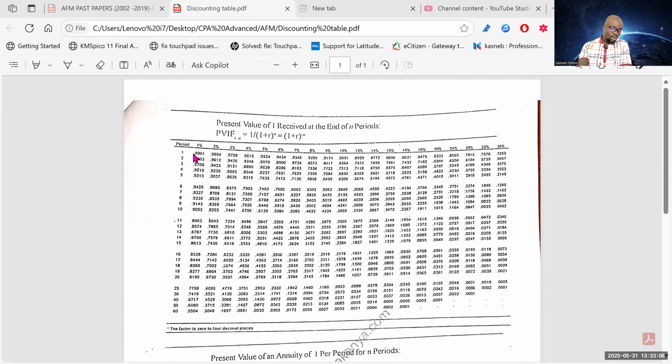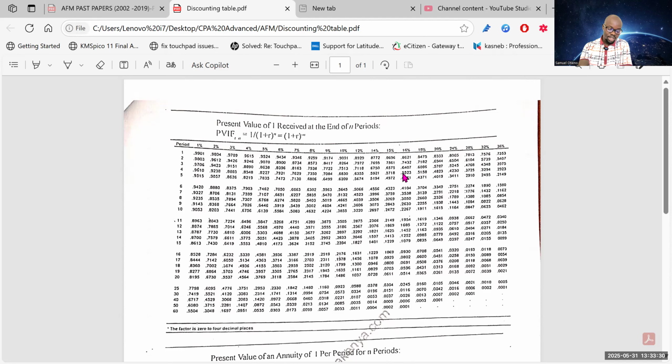So we are looking at 15%. How do you check on these discounting factors? You look at where 15% is. You can see 15% is here. Then we look at the period. So year number one at 15%, the discounting factor is 0.8696, right? So we are going to pick that. Then for year number two, at 15%, it is 0.7561.